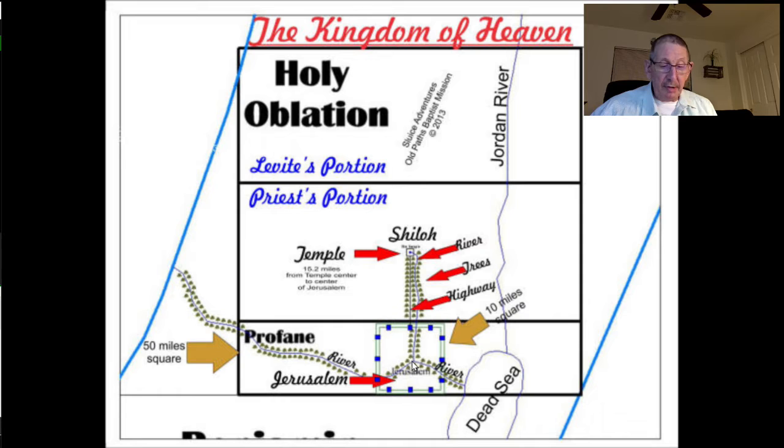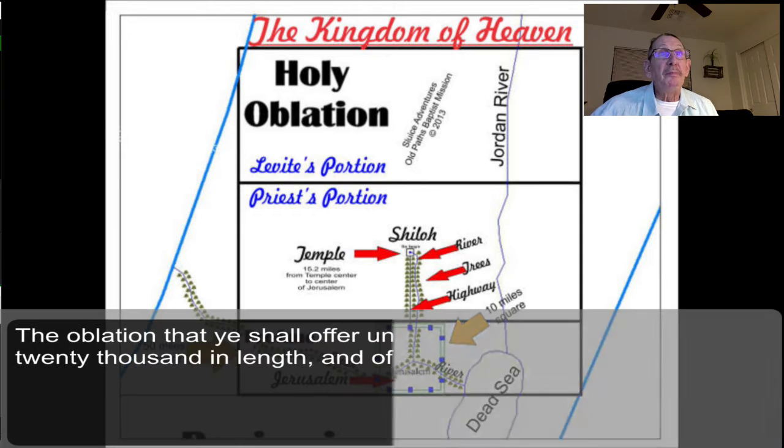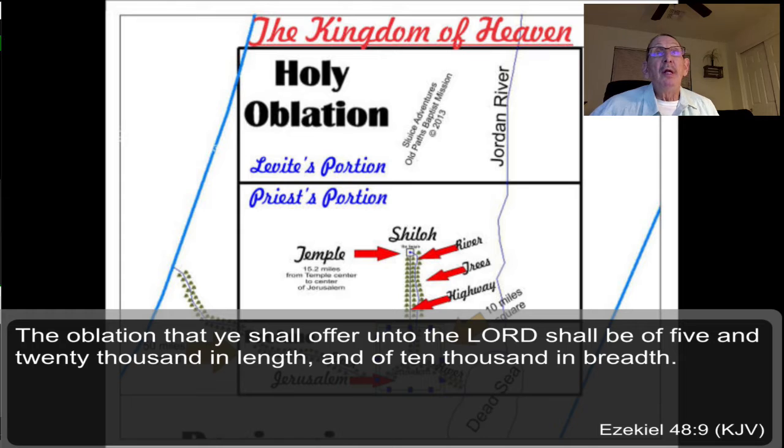So a couple of places that we see this, continuing on. The oblation that shall offer unto the Lord shall be of 25,000 in length and of 10,000 in breadth. And so that's the width of these here at 25,000 wide, and they're 10,000 each high. And the one we're talking about now is the priest portion, and it'll have the temple in the middle of it, right there.